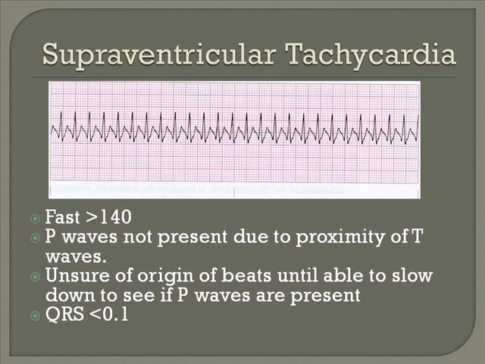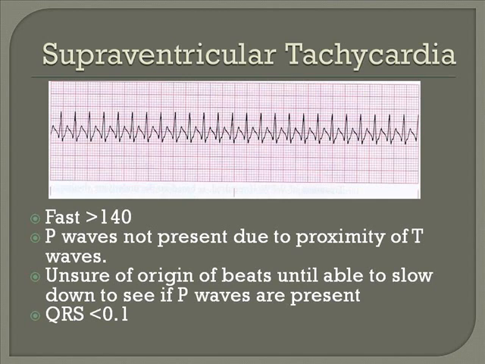This next rhythm is called supraventricular tachycardia. Supra means above, and ventricular is the ventricles, so this is a tachycardia that is originating above the ventricles. The main characteristic of this is that the QRS is less than 0.1. That is how we differentiate it from ventricular tachycardia. If it had a wide QRS, it would be ventricular tachycardia.